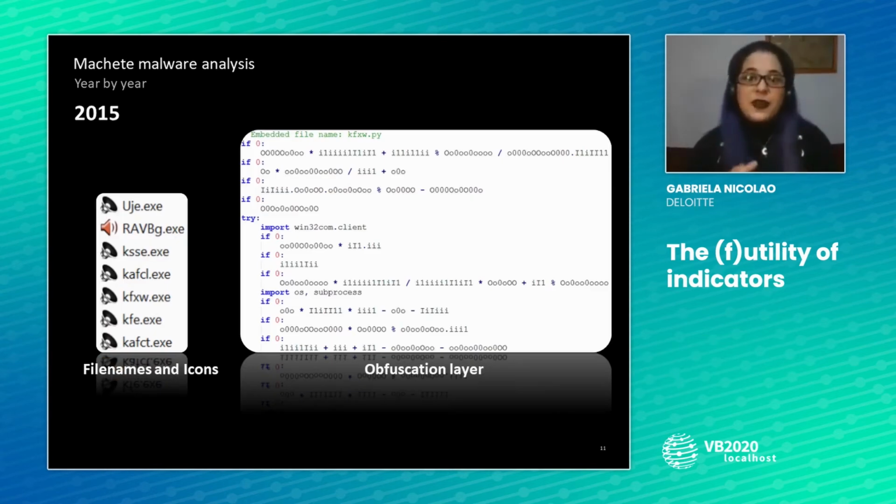In 2015, they started to use a new set of Python files with Realtek-related file names and icons, along with the Java ones that we observed before. So there were 2 campaigns, and in both campaigns they added an obfuscation layer in the Python files using a known obfuscator called iObfuscate, which made them difficult to read.